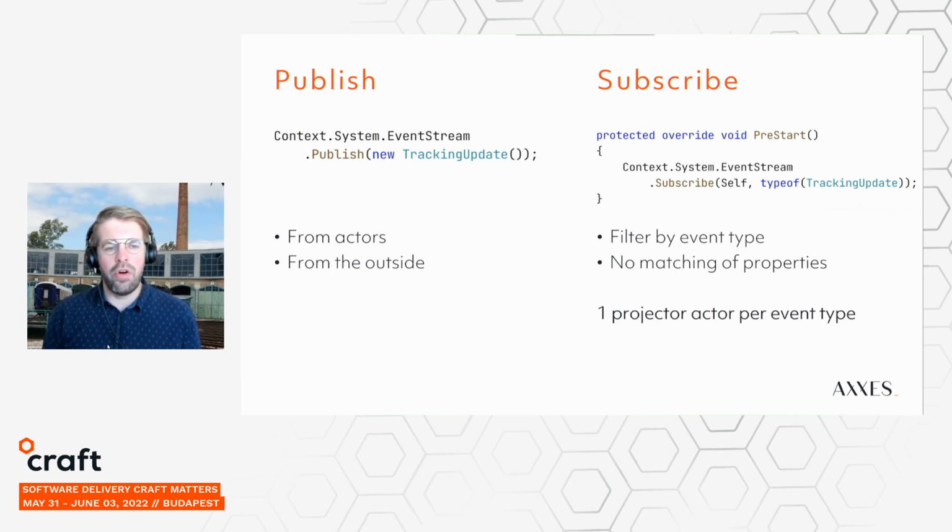We cannot filter on the properties of the events in the event bus. That's why I said it would be better to have one projector per type of event, because you're going to get all the messages that are the same type of object.